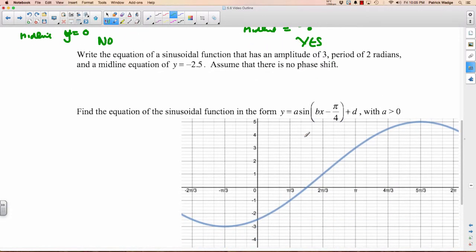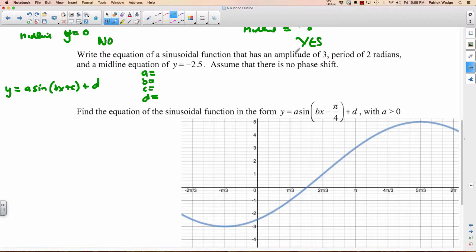Write the equation of a sinusoidal function that has an amplitude of 3, period of 2 radians, and a midline equation of y equals -2.5. Assume there's no phase shift. So basically, remember what we're trying to do is get everything in this form: y equals A sine(bx plus c) plus d. So we need to know what A, B, C, and D are, and then we'll plug them in. So how do you get what A is?